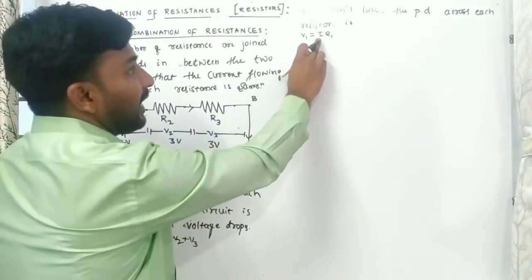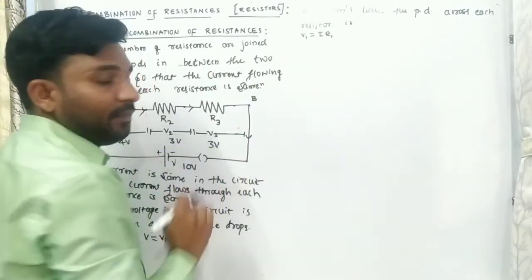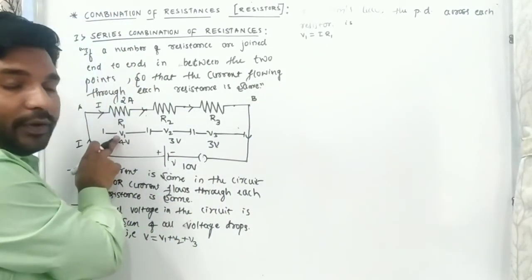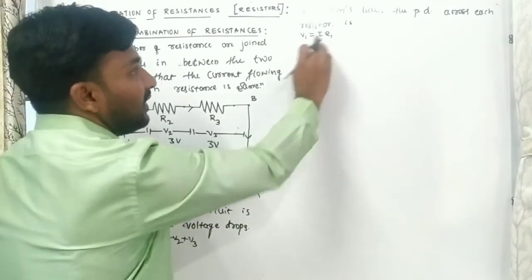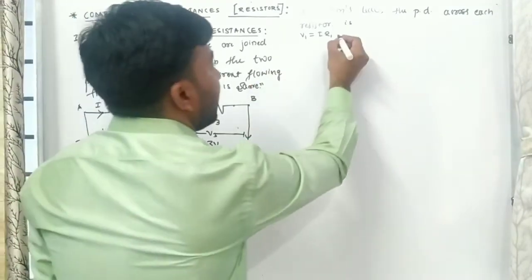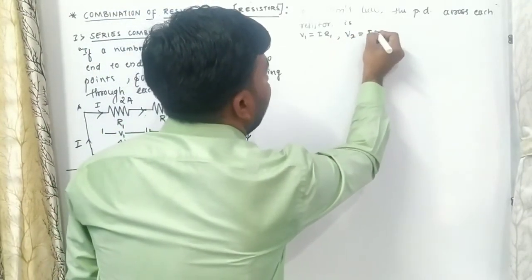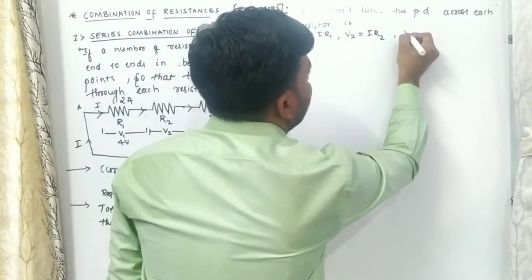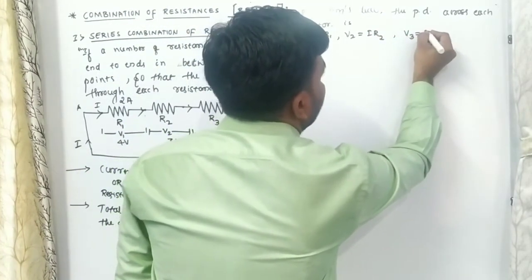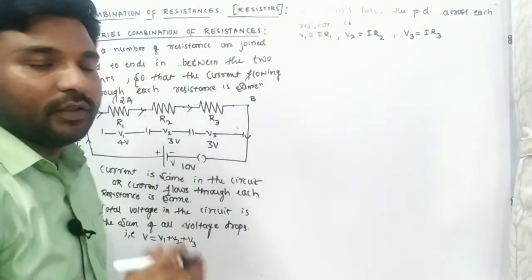Why? Because current is same through each resistor. So I will take I. What is the potential difference? We have taken across R1 as V1. What is the resistance? R1. Similarly, V2 is equal to I into R2 and V3 is equal to I into R3. Got the point?